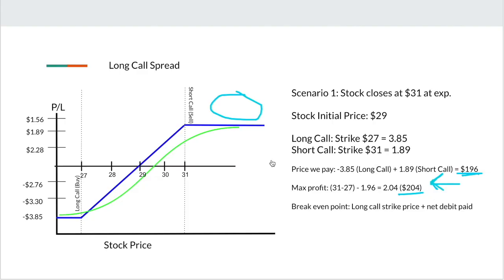Now, not to worry too much, all these numbers are going to be automatically calculated for you on your brokerage platform. I'm just going through them because I want to show you how it looks visually through human calculation before we jump into an actual platform and talk about it.